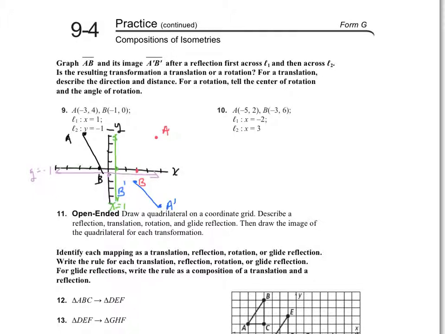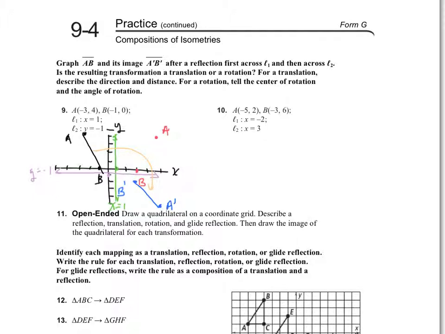And so we end up with, I don't think they want the ordered pairs. So they want to know if it's a translation versus a rotation. Whenever you reflect over 2 lines, it's a rotation anyway. And so this is going to be a rotation from here to here, or you could go the other way. So that's a rotation.